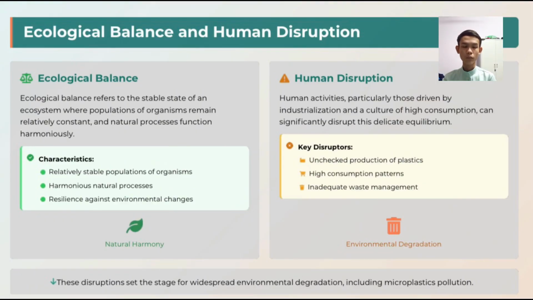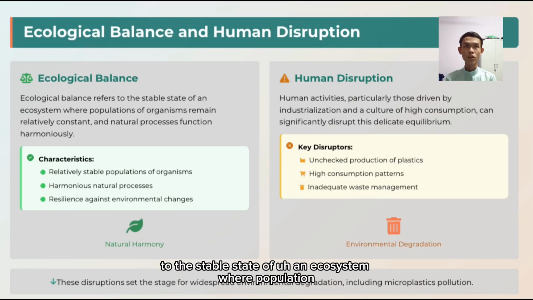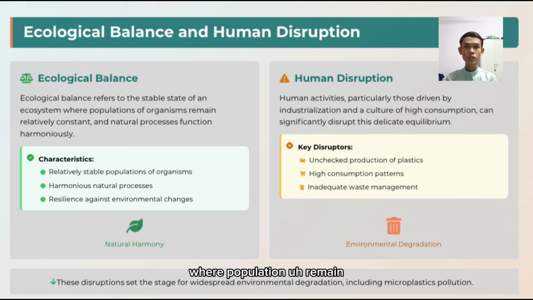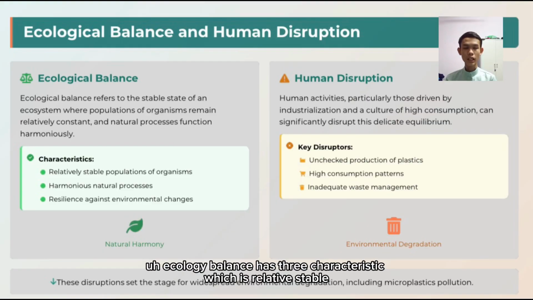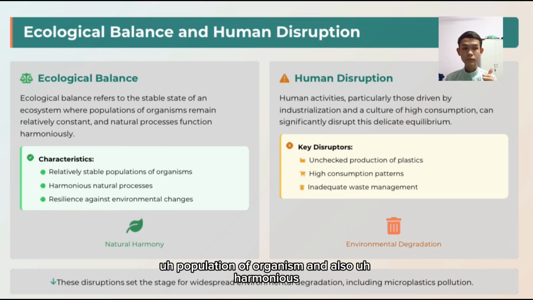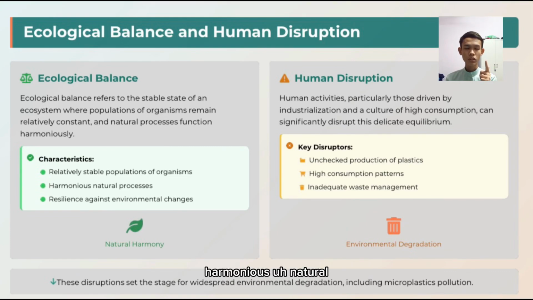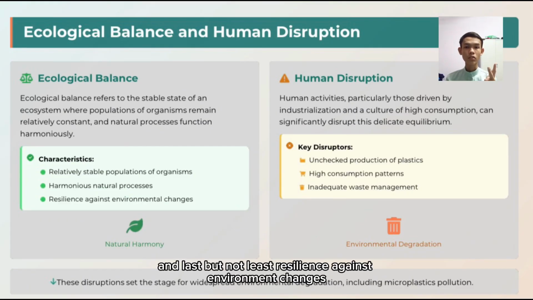So now, what is the meaning of ecology balance? Ecology balance refers to the stable state of an ecosystem where populations remain relatively constant and natural processes function. Ecology balance has three characteristics: relatively stable populations of organisms, harmonious natural processes, and last but not least, resilience against environmental changes.